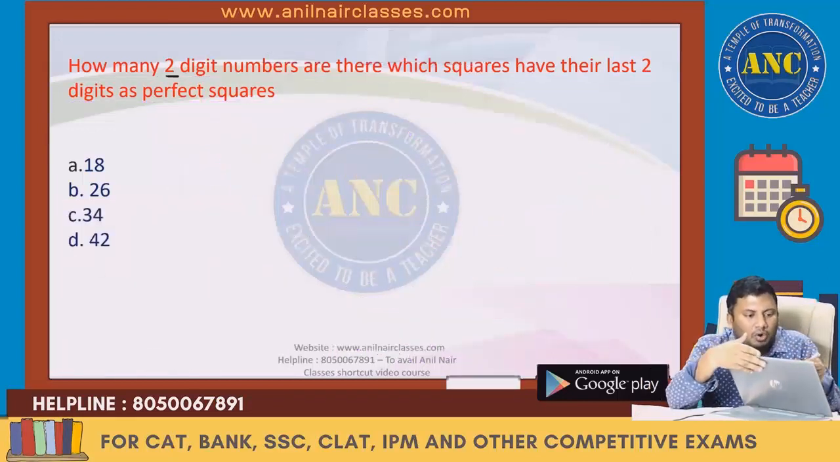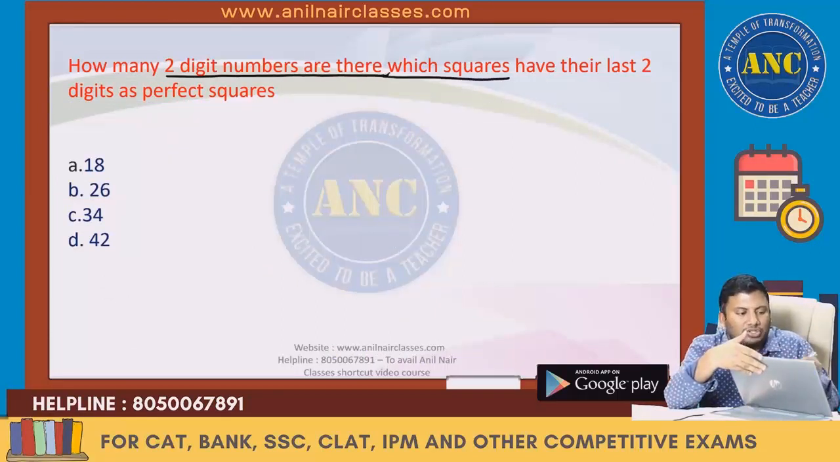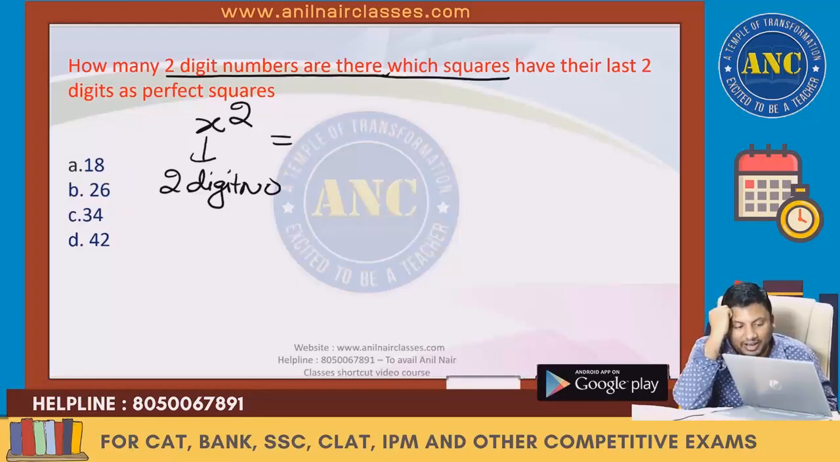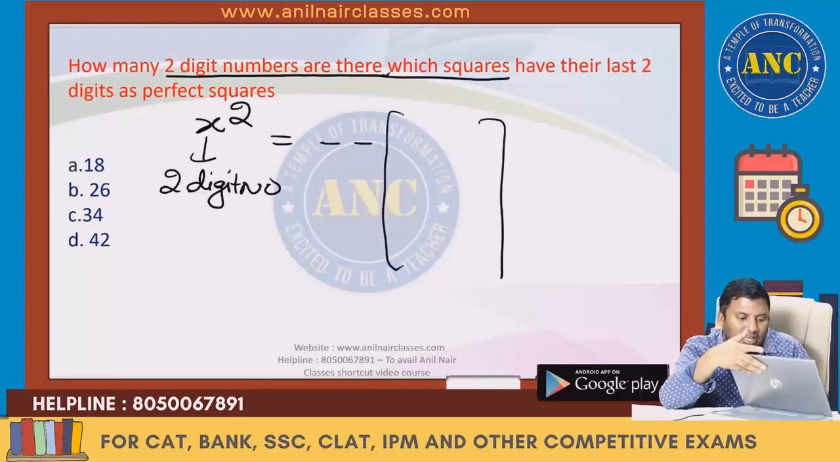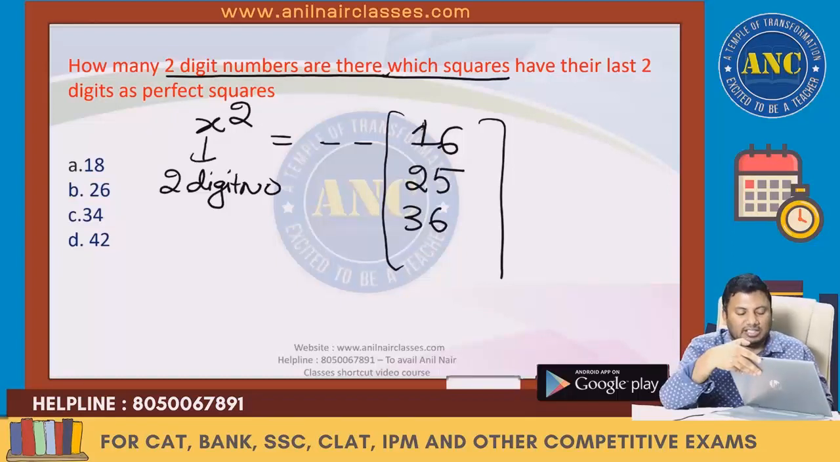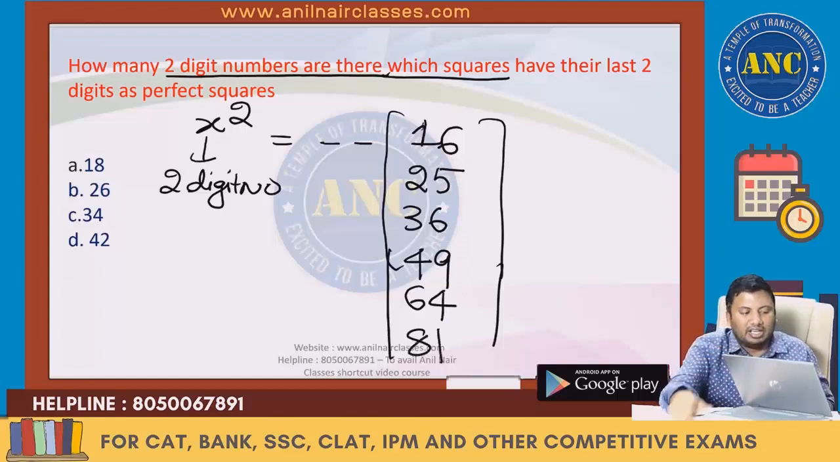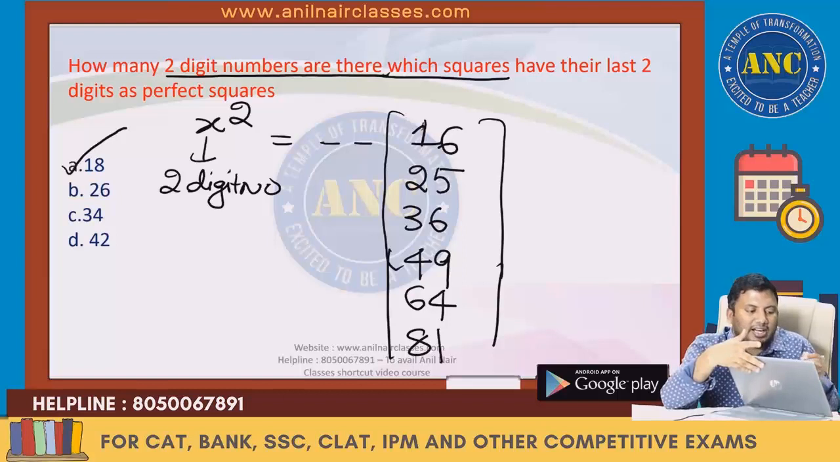How many 2-digit numbers are there, on squaring, x is a 2-digit number, that will give last 2 digits as perfect squares? What are the last 2 digits? 4 square is 16, 5 square is 25, 6 square is 36, 7 square is 49, 8 square is 64, 9 square is 81. Answer is directly 18.